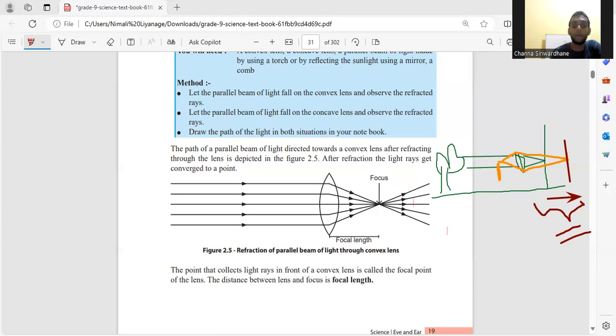Right. The next point is focal length. Write focal length with a colon. The distance between lens and focus. Focal length: the distance between lens and focus.